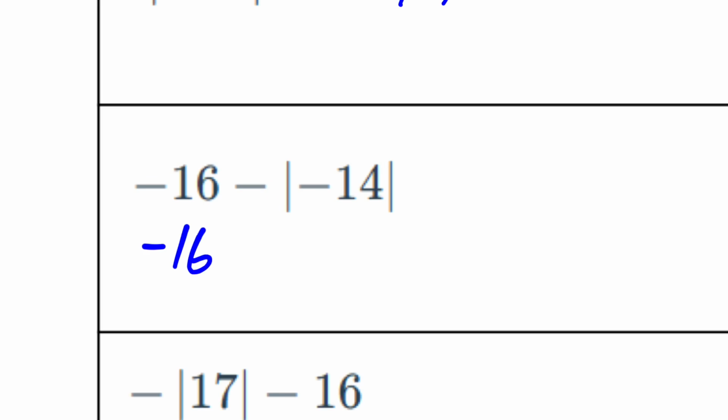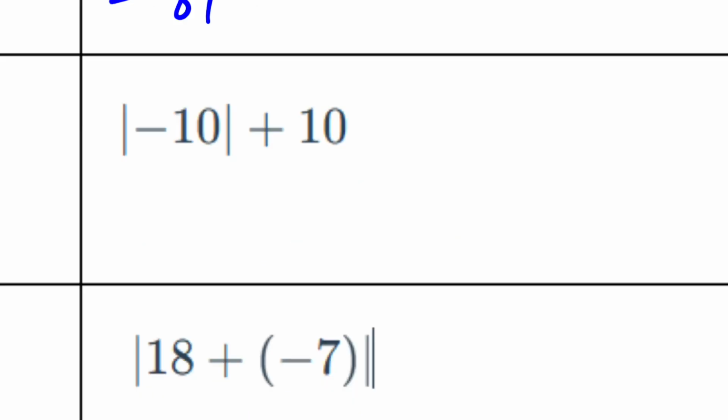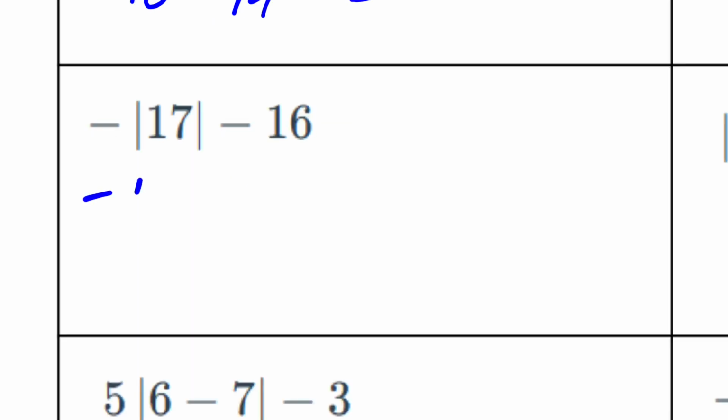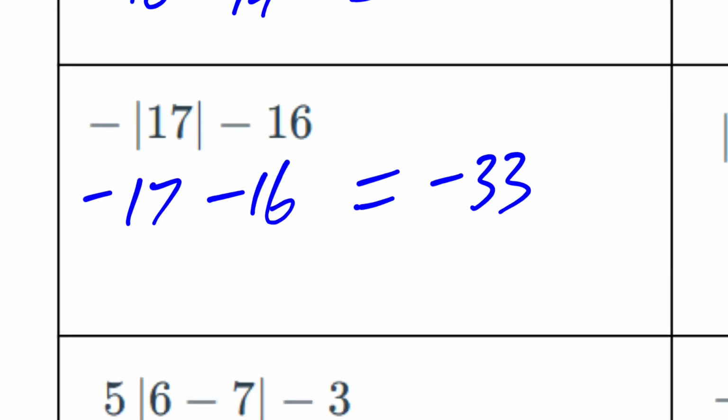So this turns into negative 16 minus a positive 14, which brings me to negative 30. This turns into 10 plus 10, which brings me to a positive 20. Negative 17 minus 16 is equal to negative 33. If you're thinking 2 negatives makes a positive, that only works for multiplication or division. Here, we're just going further negative.